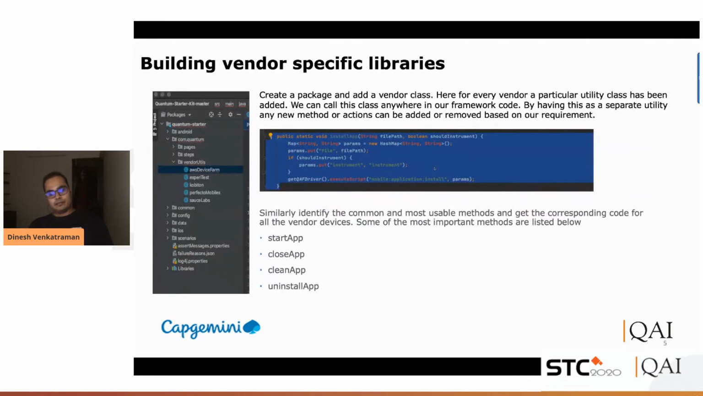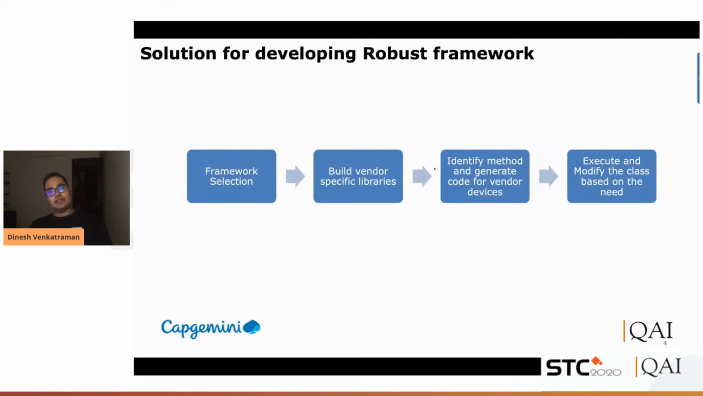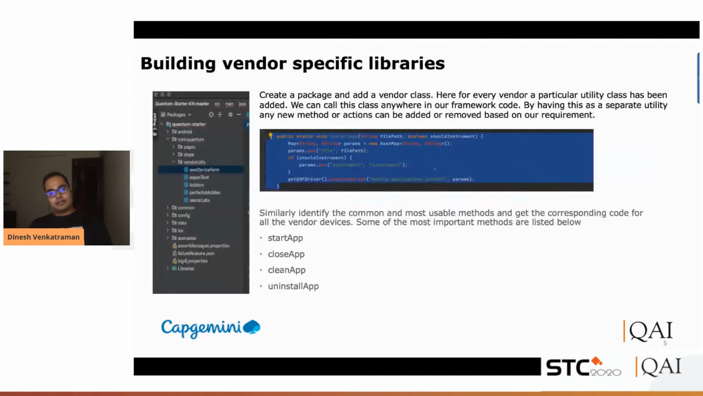For the framework, we have used QAF. QAF is an open source framework which gives ready-made configuration for all of the Selenium methods. Here we have particular classes for each and every vendor-specific thing. Let's say you want a start app method; it should be written for each and every vendor, like AWS Device Farm or Experitest or Kobiton, or even a new vendor like pCloudy. So you have to start adding your methods to each and every class mentioned here for the vendor utility.